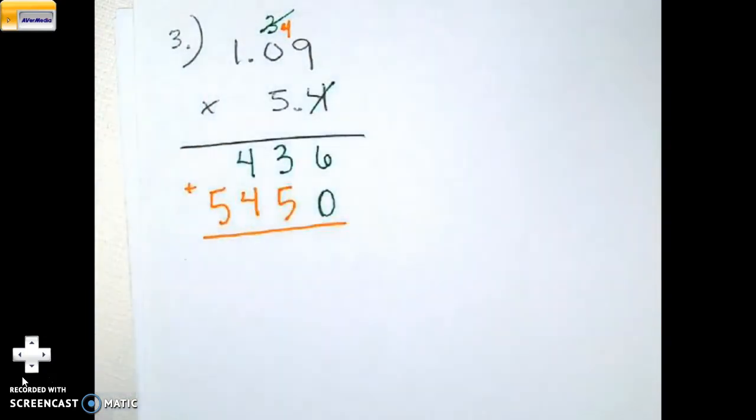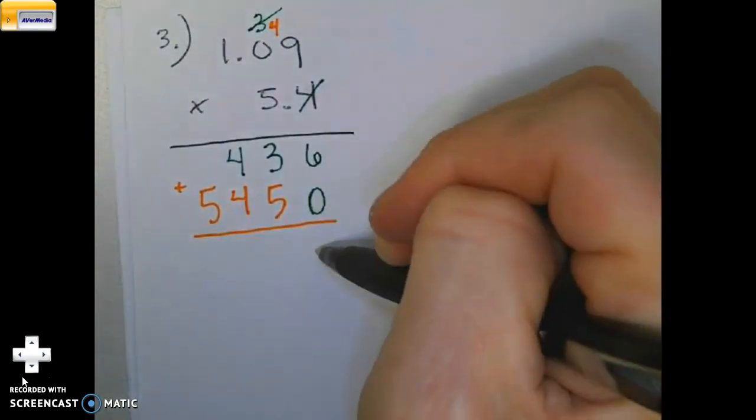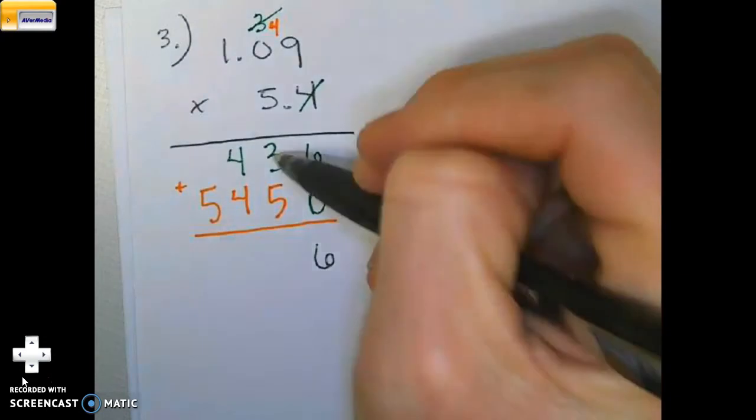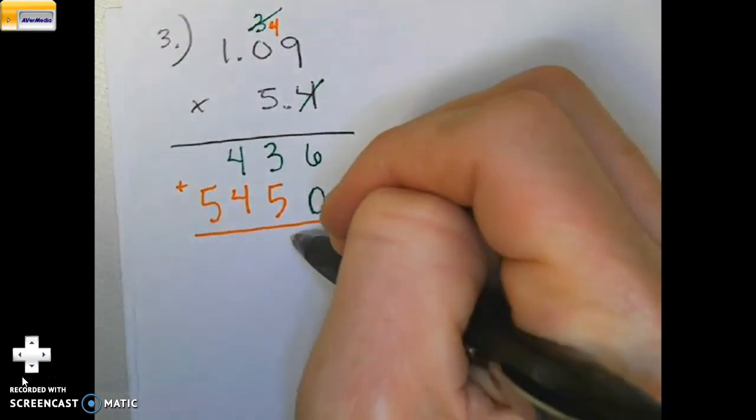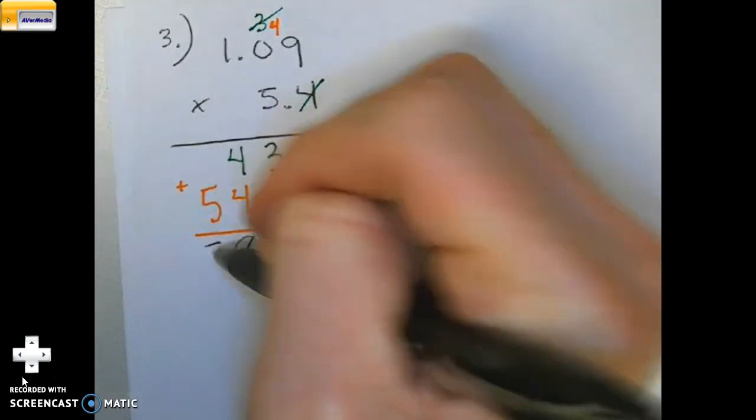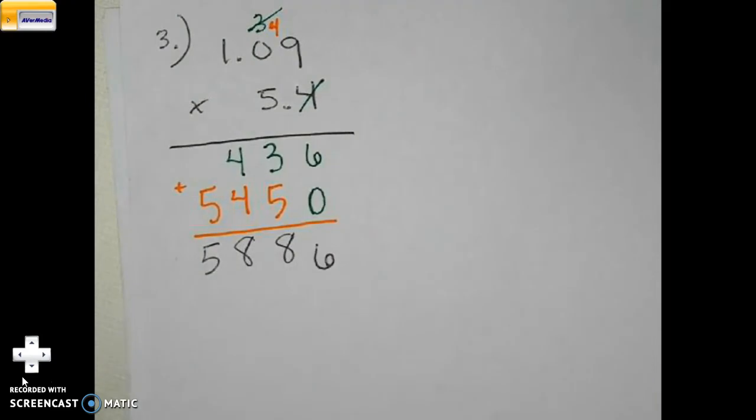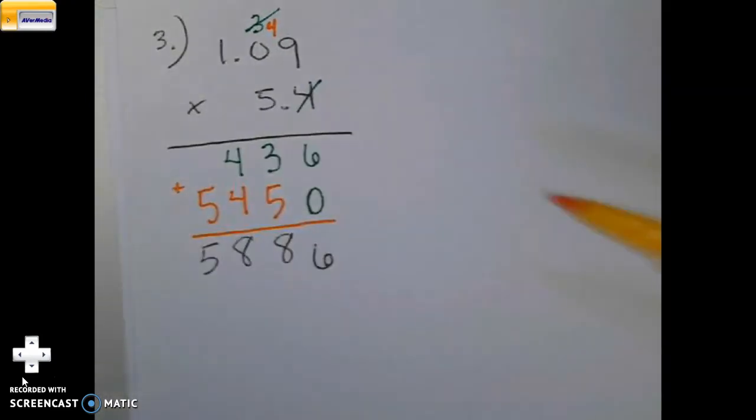So I add these guys up. I'm going to go straight down. 6 plus 0 is 6. 3 plus 5 is 8. 4 and 4 is 8. And then I bring my 5 down. So I am completely done multiplying. That is perfect. But now I have to count my bowls of ice cream.